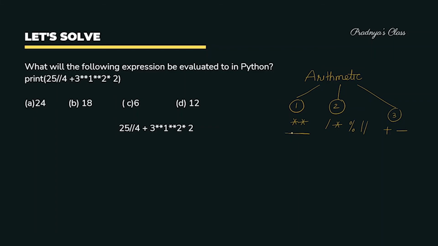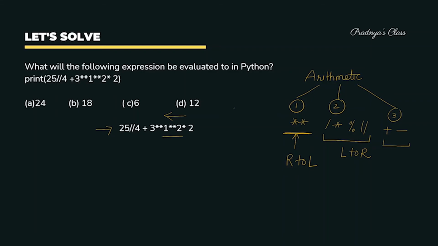So exponentiation operator is having highest priority, and after that in the priority level these four operators are present, and at last plus and minus. And one more thing, all these operators will evaluate from left to right except this exponentiation operator, which evaluates from right to left. So now let's solve this question. In this expression we have two exponentiation operator which will get evaluated from right to left.